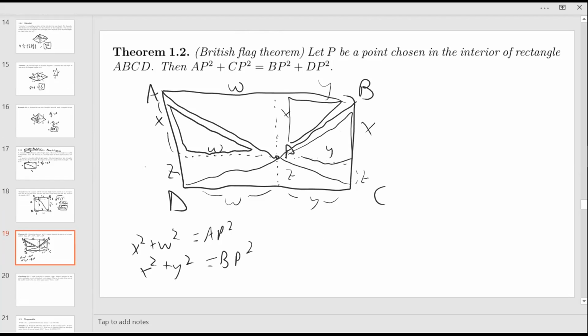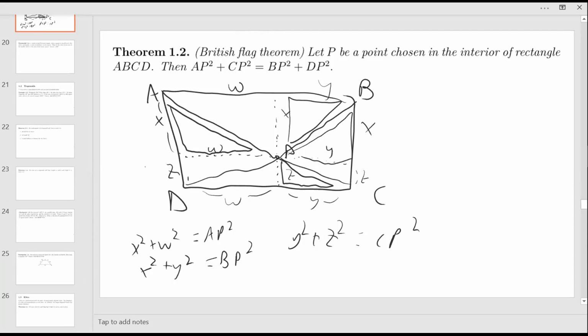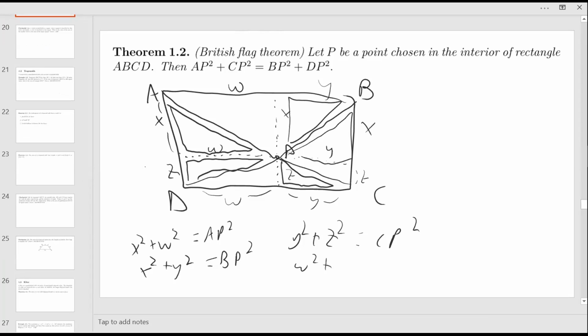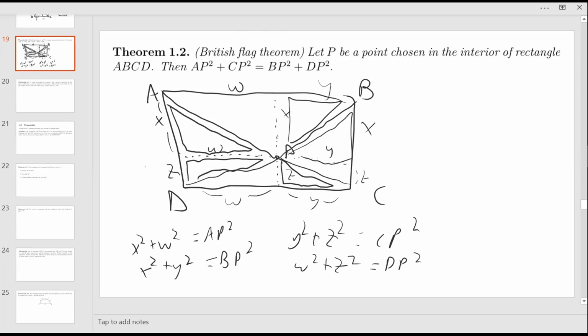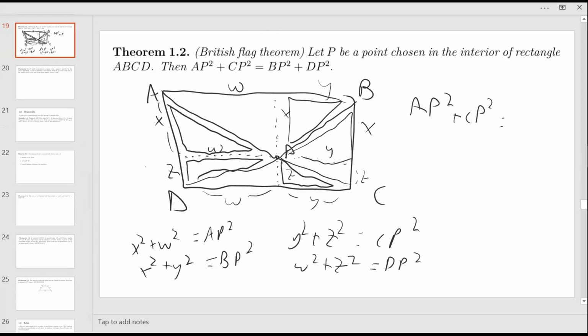Let's look at this right triangle right here. We have y squared plus c squared is equal to CP squared. And then finally, if we look at this right triangle right here, we get w squared plus c squared is equal to DP squared. Now let's add up AP squared and CP squared, and then BP squared and DP squared. So we have AP squared plus CP squared is equal to x squared plus w squared plus y squared plus c squared.